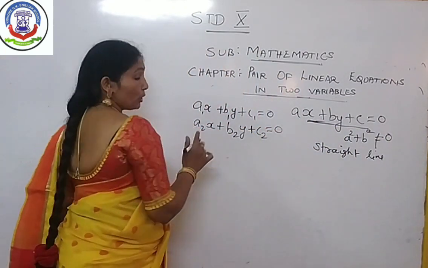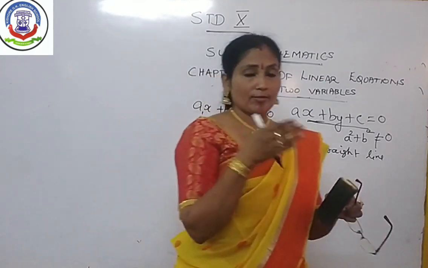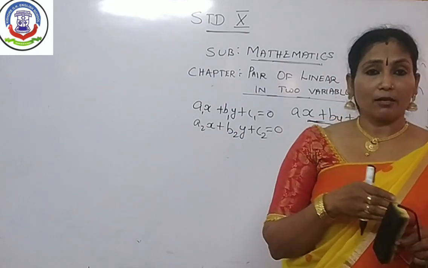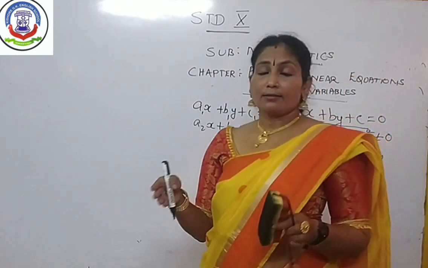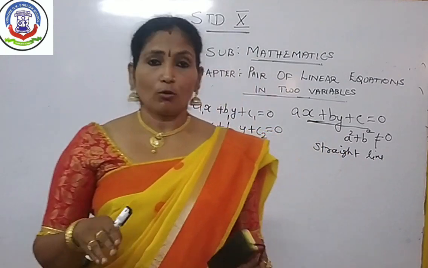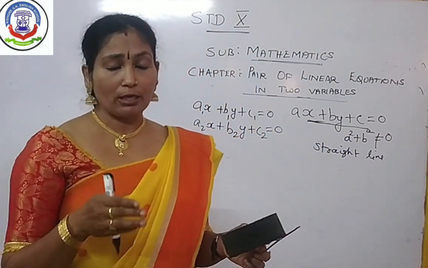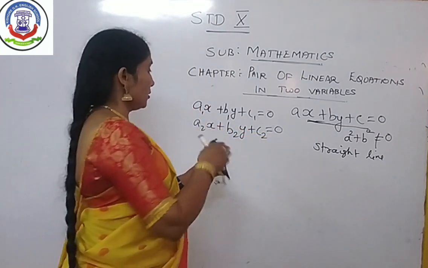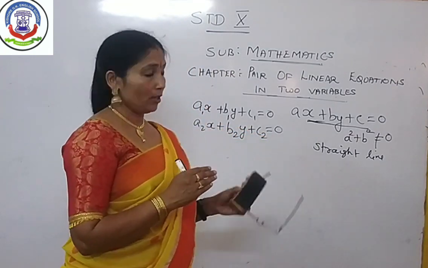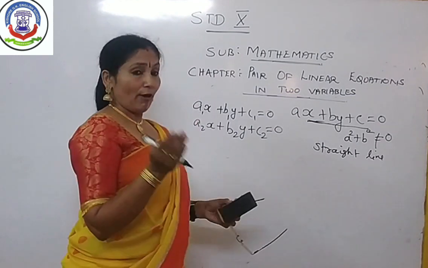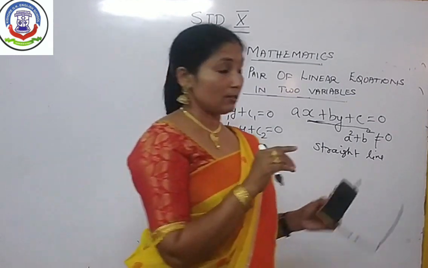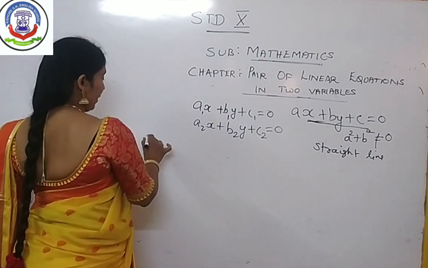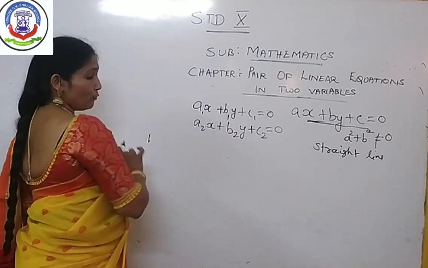Is it right? That means the lines may intersect at a single point. They may be parallel, which means there is no intersection at all. The third one is coincident. In the previous lecture I also explained how this looks, and I explained an example with a graph.